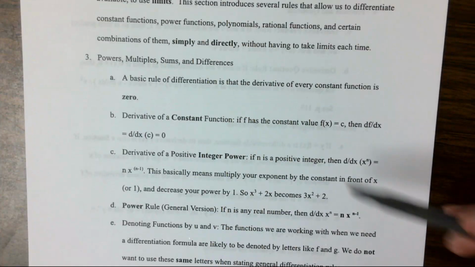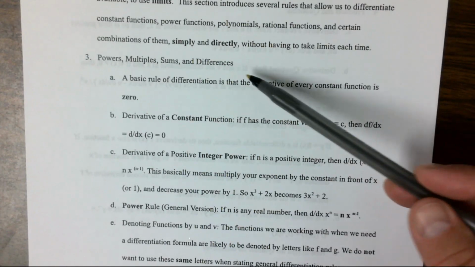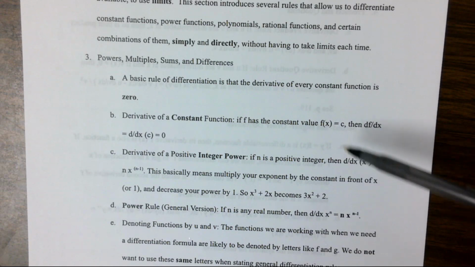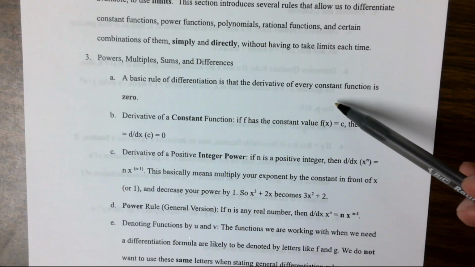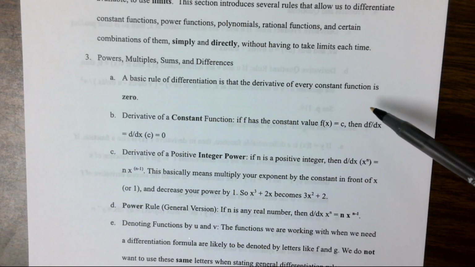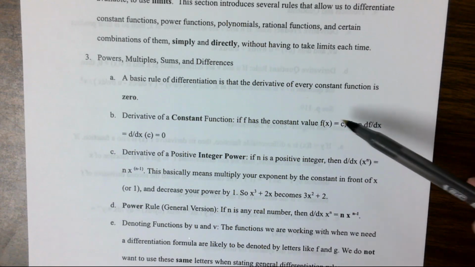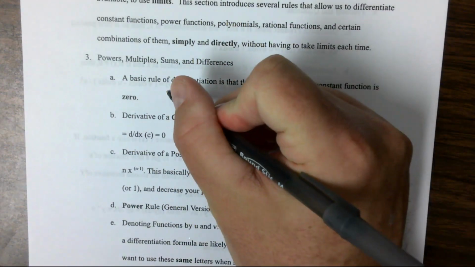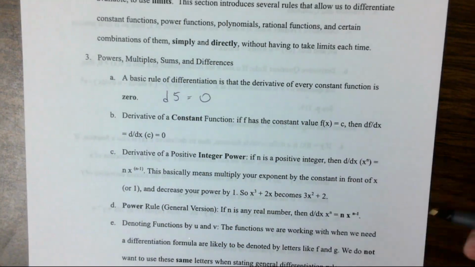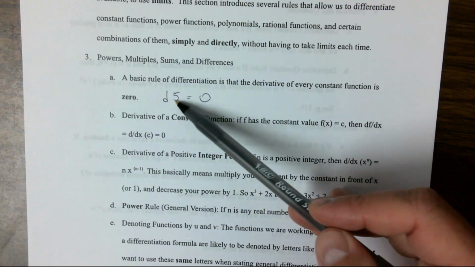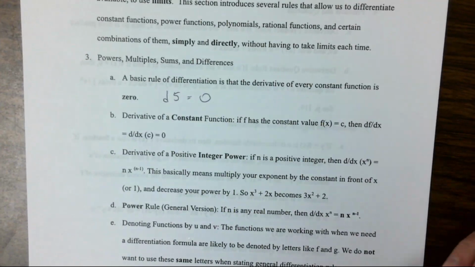So now we're talking about powers, multiples, sums, and differences. A basic rule of differentiation is that the derivative of every constant function is 0. So that means if you're taking the derivative of 5, that'd be 0. Any number, you would get 0.